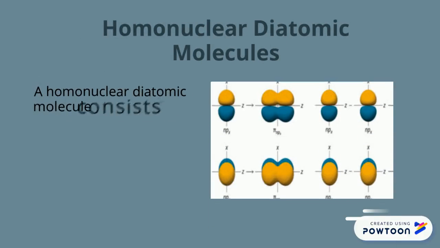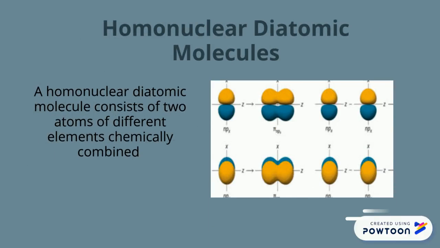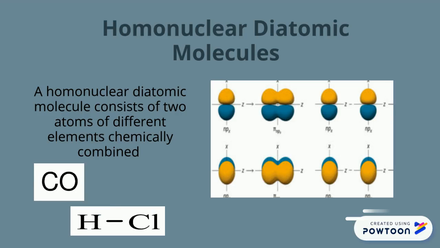A homonuclear diatomic molecule consists of two atoms of different elements chemically combined. Examples of homonuclear diatomic molecules are carbon monoxide, hydrochloric acid, and hydrogen fluoride.